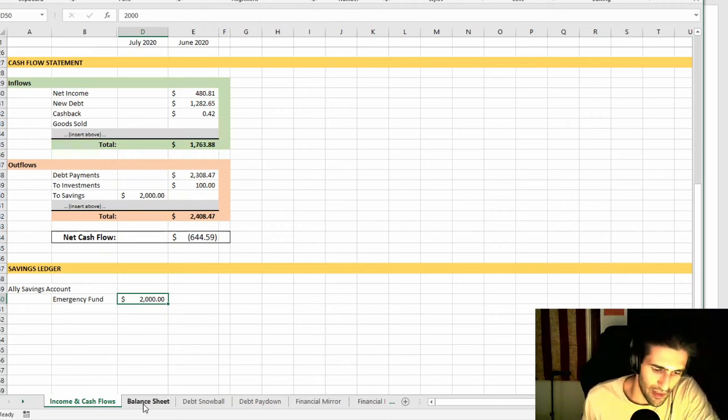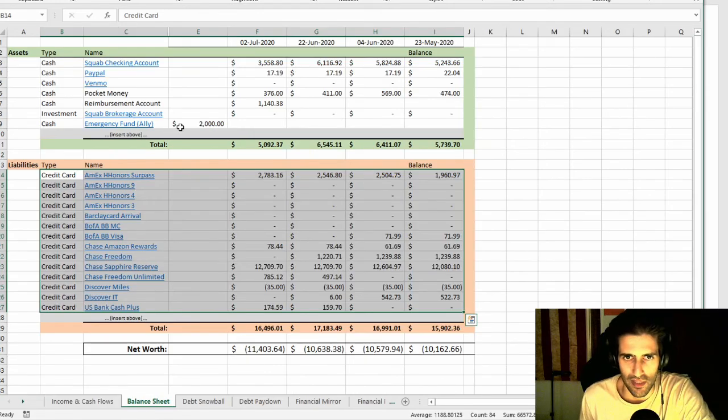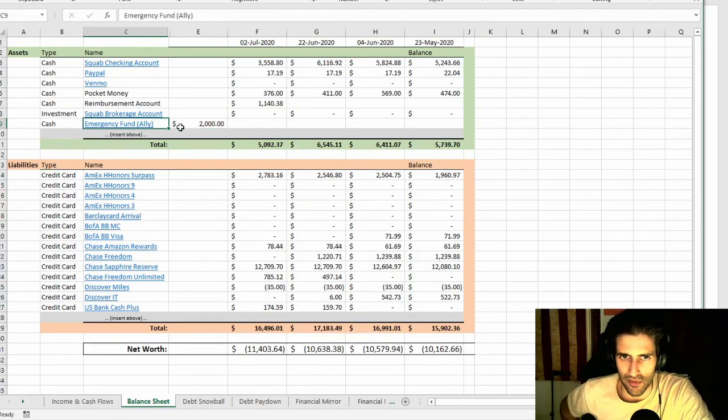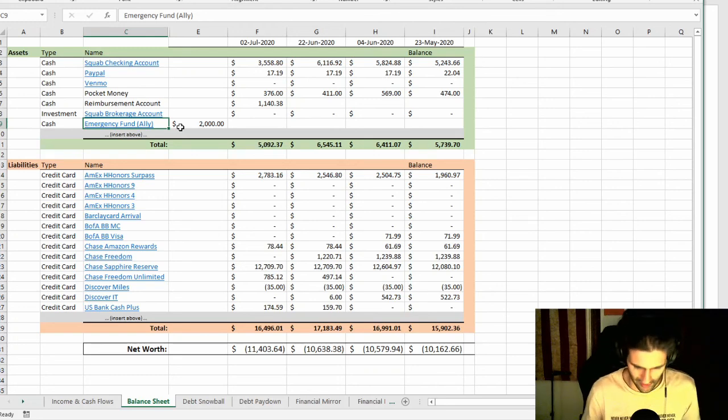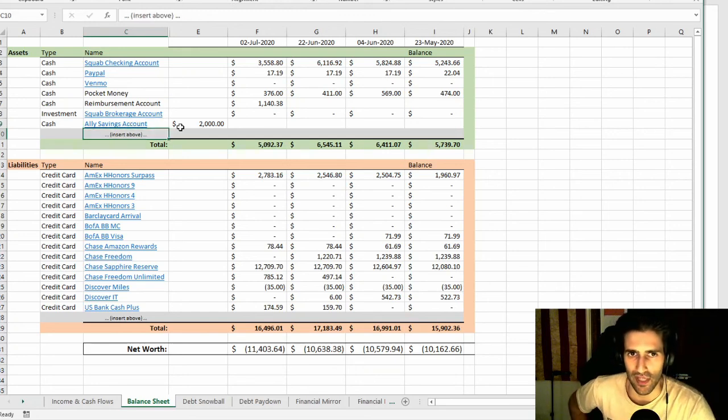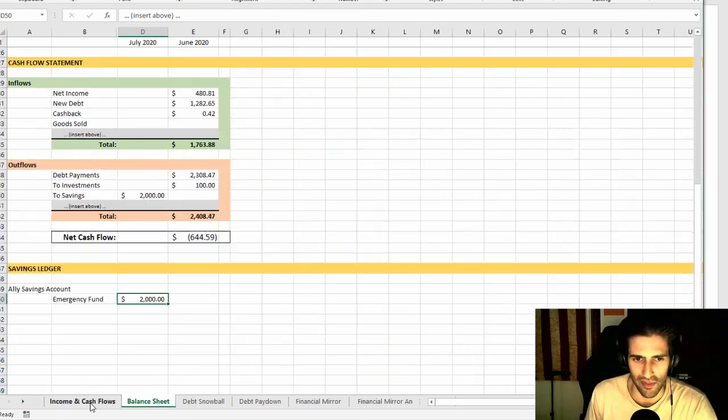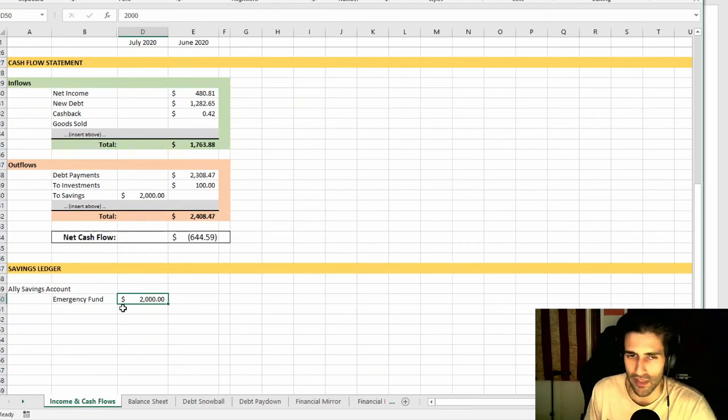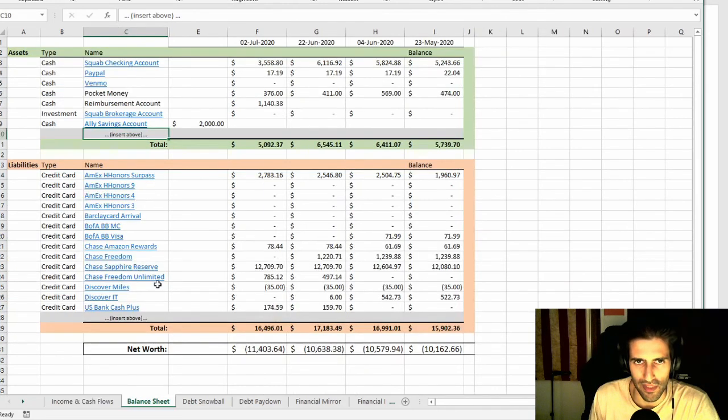And the last thing that I'm going to do to make this more consistent is that instead of just tracking the actual balance of the emergency fund and everything like that, this is just going to be tracking the account. So for that, we're going to have the Ally savings account in there as one line item. Because this is a net worth tracker, a balance sheet, it's not supposed to tell us where we have all our money. That's what the savings ledger is supposed to be.